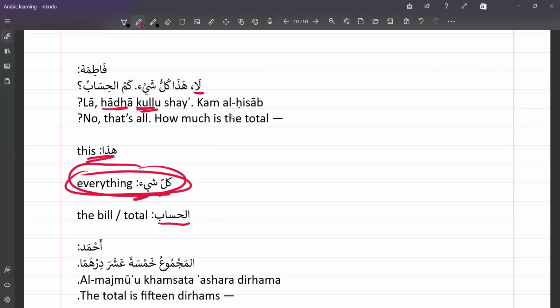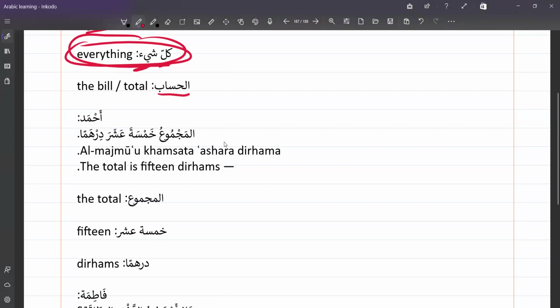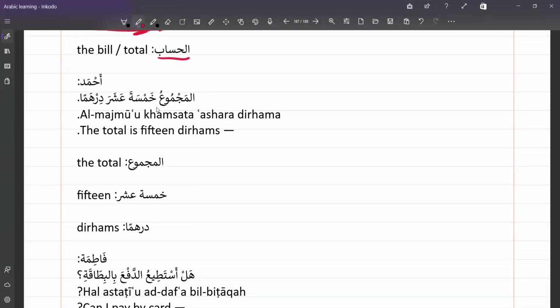Kam al-hisab. Kam means how much, which we have done. Al-hisab means the bill or the total. Ahmad says, Al-majmu' 15 dirham. Al-majmu' is referring to the total. So al-hisab means the bill or total, and al-majmu' is specifically used for the total. Al-majmu' means the total.